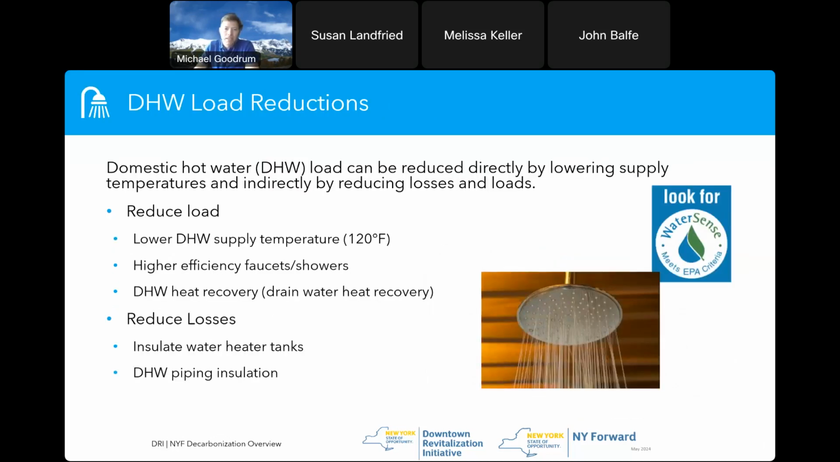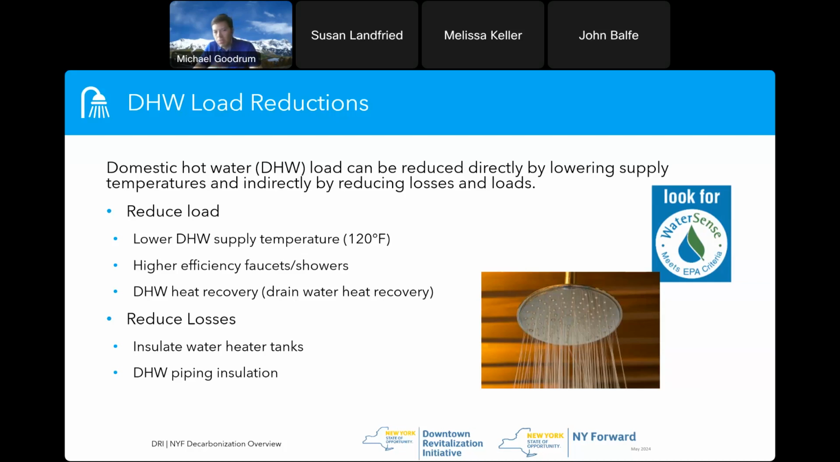Another one, domestic hot water systems, they get overlooked a lot. It can be a pretty big use, especially in multifamily buildings. And so, paying attention to ways to reduce your hot water load. That can be as easy as just lowering the temperature and putting it at 120 instead of 140. Also installing high efficiency shower heads, faucets, things like that, that just reduce the amount of water so that you're producing less hot water and have less of a hot water load.